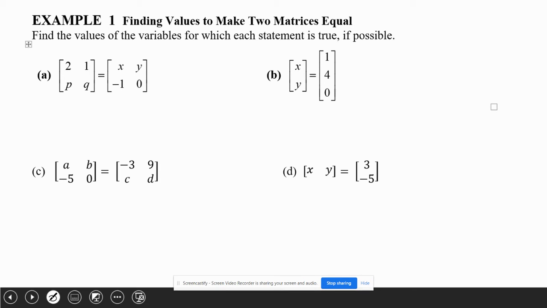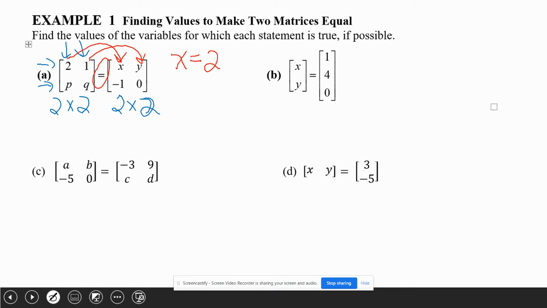So we'll start over here in example 1. We have 1, 2 rows and 1, 2 columns. So this is a 2 by 2 and this is a 2 by 2. So we're good, they match. The equal sign in the middle says that this 2 has to equal x. So x equals 2 because they're in the same spot in the matrices.